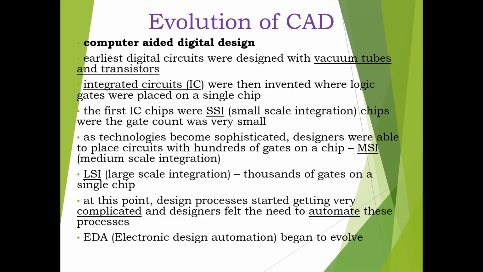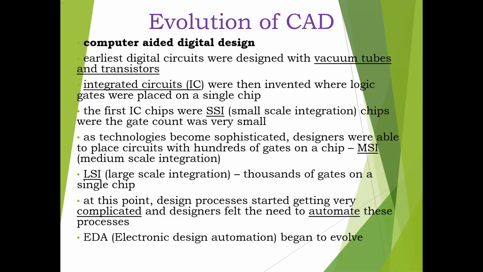First integrated circuits were then invented, where logic gates were placed on a single chip. You know the logic gates: they have multiple inputs and a single output. You have studied the AND gate, OR gate, XOR gate, which are the basic gates, and also the universal gates. So this many gates were fabricated into a single silicon chip, called ICs. So ICs came into the picture.